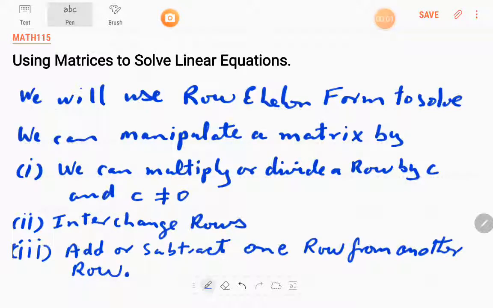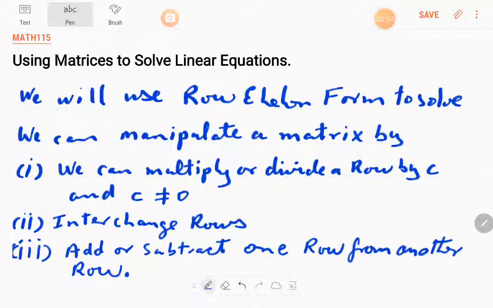In this video, we're going to be using matrices to solve linear equations. We'll use row echelon form to solve. In other words, we're going to make the matrix into a row echelon form. We can manipulate a matrix by: one, we can multiply or divide an entire row by C, where C is not equal to 0; two, we can interchange two rows; or three, we can add or subtract one row from another row.